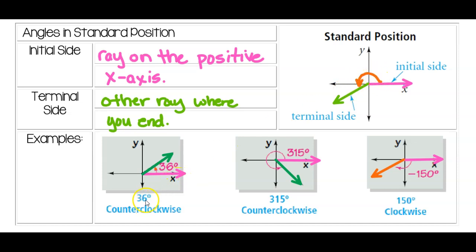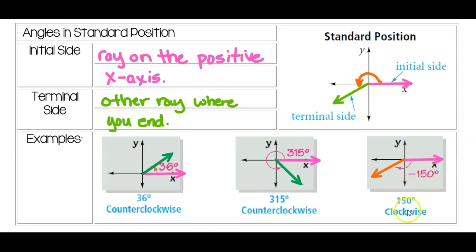So here is an example of what 36 degrees counterclockwise would look like. Again, we start here at 0 degrees, the pink ray, and then we go up about 36 degrees. Again, we're just going to estimate when we make our drawings. For 315 degrees counterclockwise, we would count around. This is 0 degrees. Up here would be 90, 180, 270, and then 315 would land us right there.